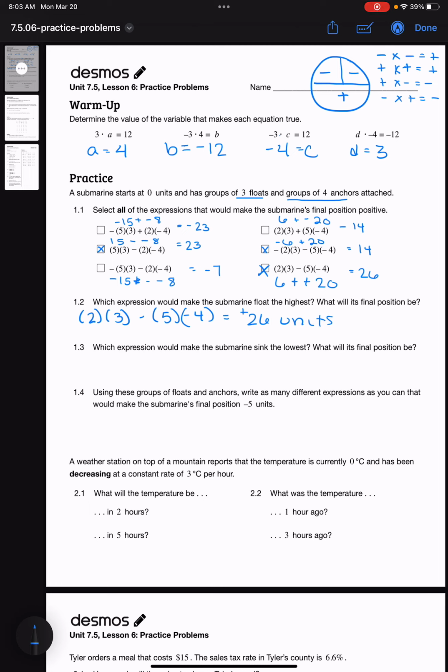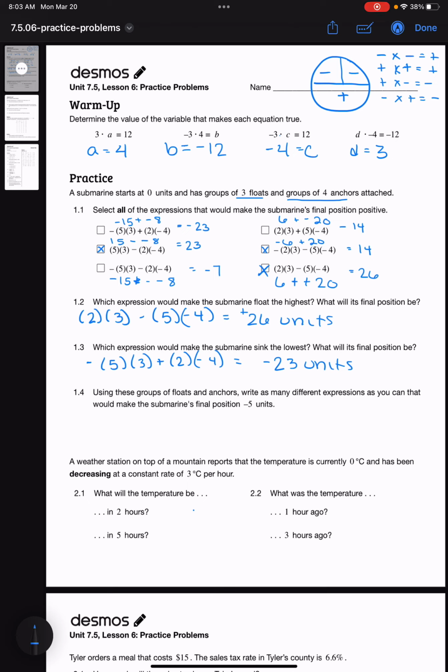Which expression would make it sink the lowest? Well, that would be negative 5 times 3 plus 2 times negative 4, because that would be negative 23 units.